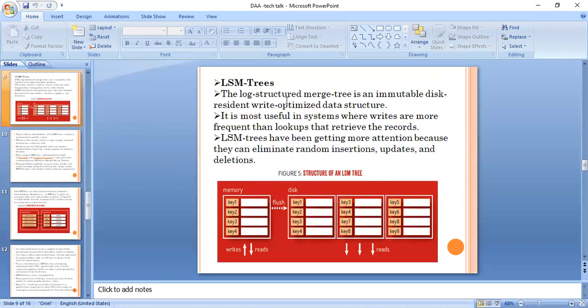LSM-trees. The log-structured merge tree is an immutable, disk-resident, write-optimized data structure. It is more useful in systems where writes are more frequent than lookups, that is, retrieval of records. LSM trees have been getting more attention because they can eliminate random insertions, updates, and deletions.